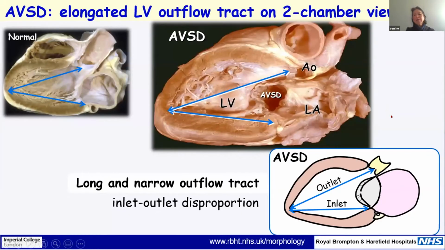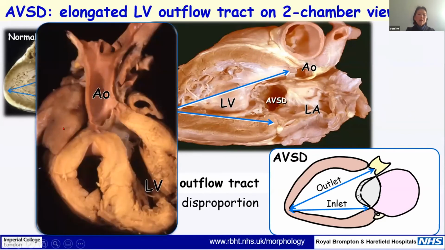The consequence of a common atrioventricular junction also impacts on the outflow tract, as we see here in the left ventricular views. The inlet and outlet components in the normal are practically equal, whereas in atrioventricular septal defect, the outlet component is longer versus the inlet component. And furthermore, it tends to be narrow as we go up into the aorta. And this image, looking at the heart from the front, gives a sort of typical gooseneck appearance.